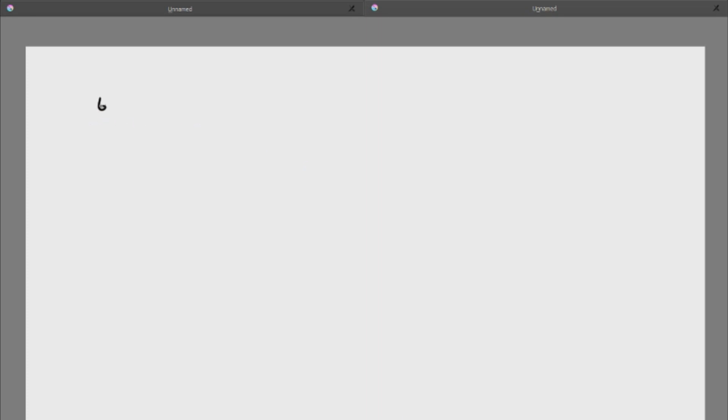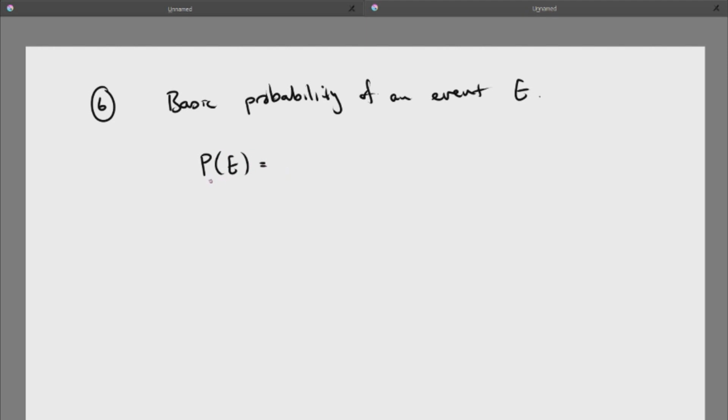But I want to remind everyone that we have this basic probability of an event. Let's call the event E or whatever. We're going to represent that with P for probability and then the event description or name in brackets. That's simply going to be the number of outcomes that satisfy that restriction versus, in the bottom, the total number of outcomes without any additional restriction.